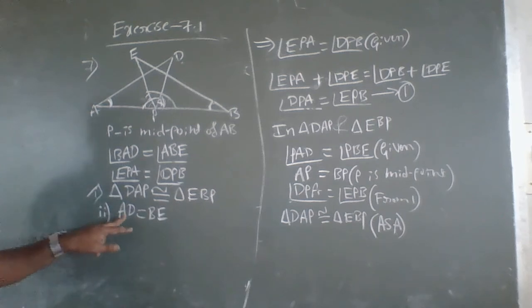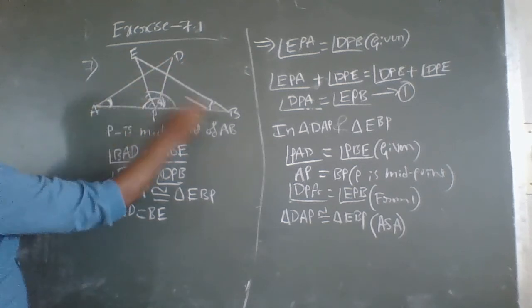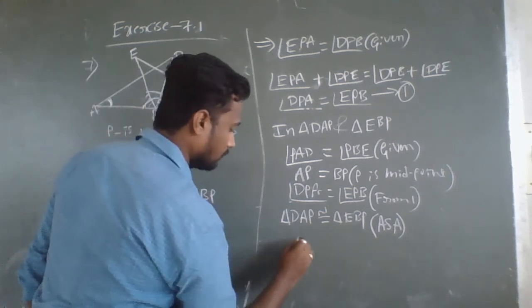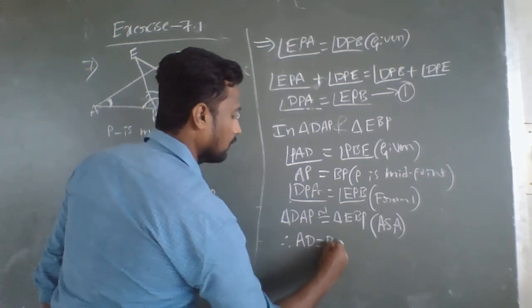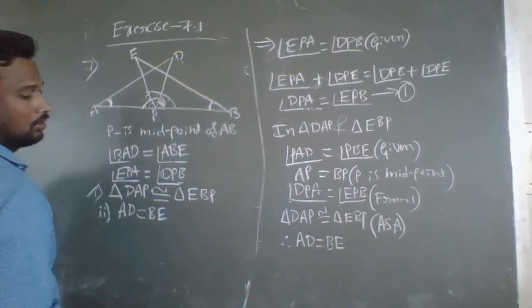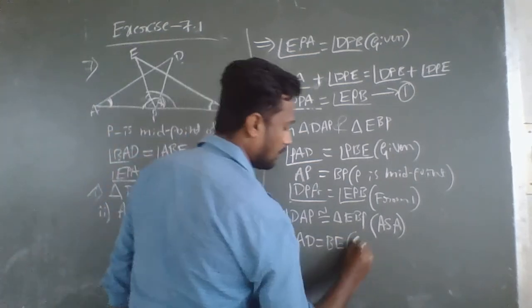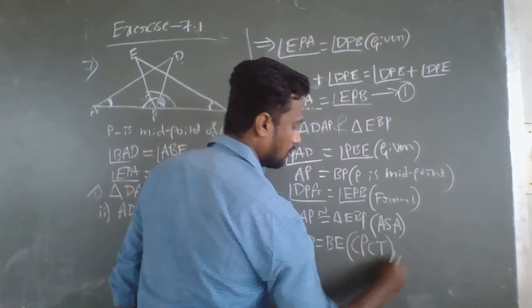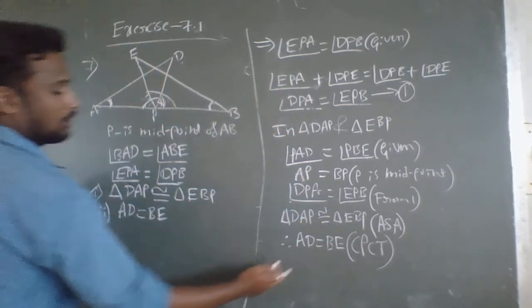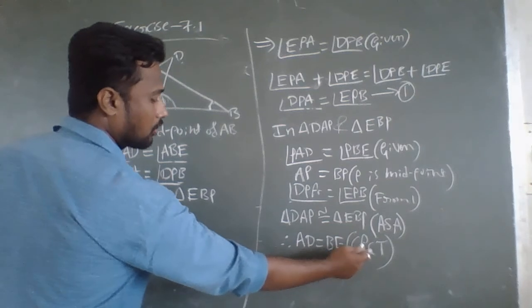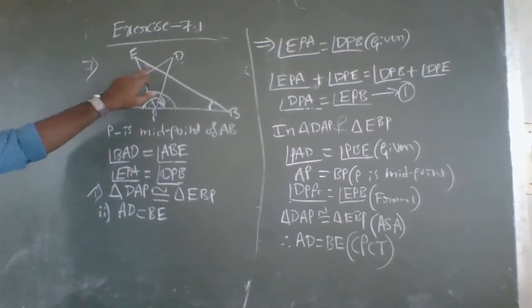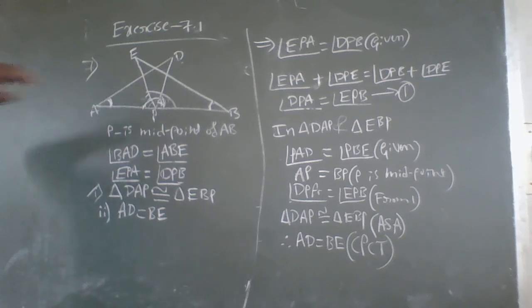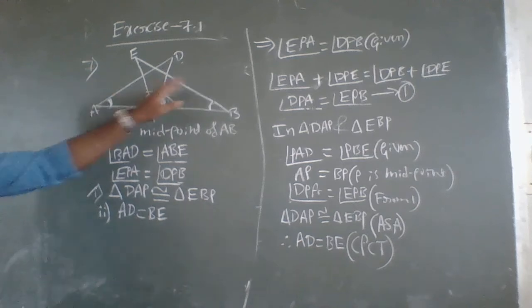If triangle DAP is congruent to triangle EBP, then we can say that AD is equal to BE. Why? Therefore, side AD is equal to BE. How? By CPCT, because these two are corresponding parts of congruent triangles. AD and BE are corresponding parts of these two congruent triangles.